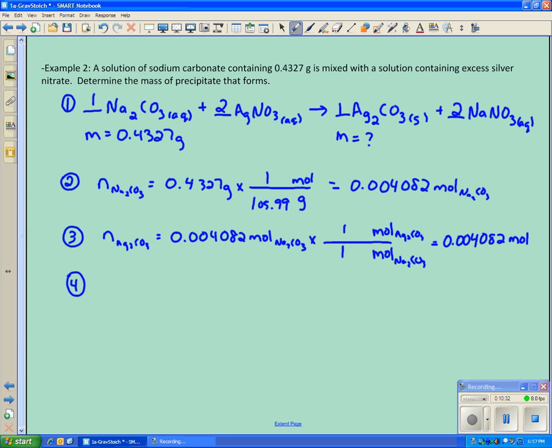Last thing is to calculate what we need, and that is the mass of the precipitate. So now we're solving for the mass of Ag2CO3. So using the moles, we can multiply by grams over moles, and that will give us grams overall. So 275.75 is the molar mass we want to use, and the answer, with the correct number of significant digits, comes out to 1.126 grams.